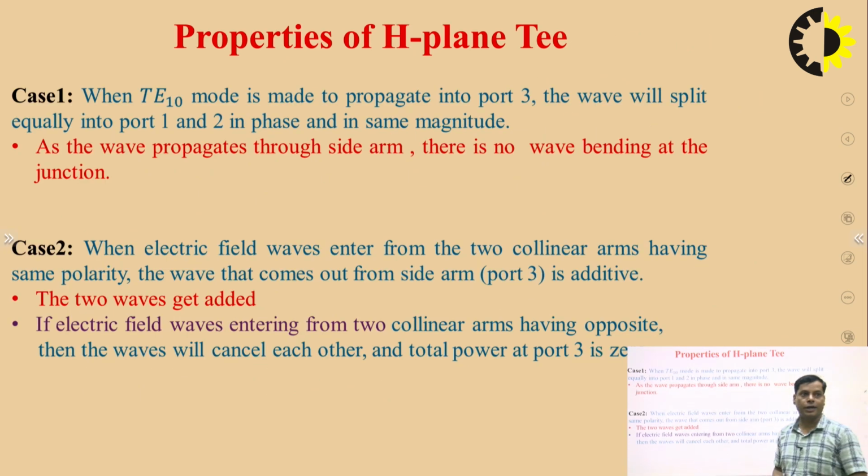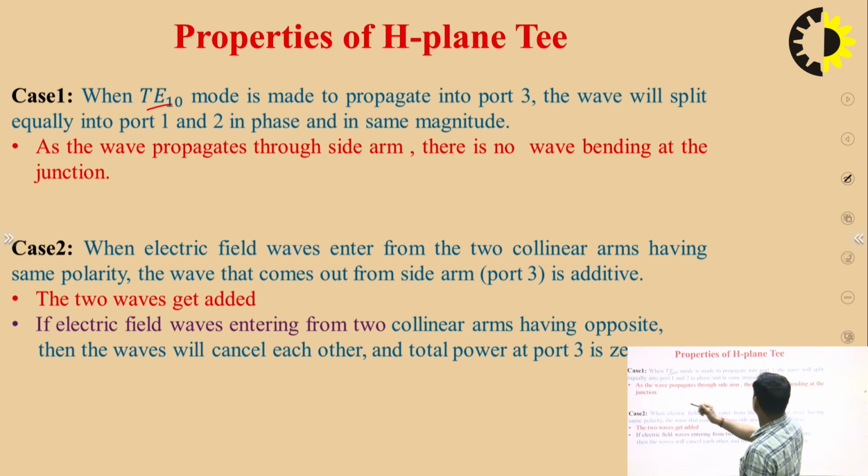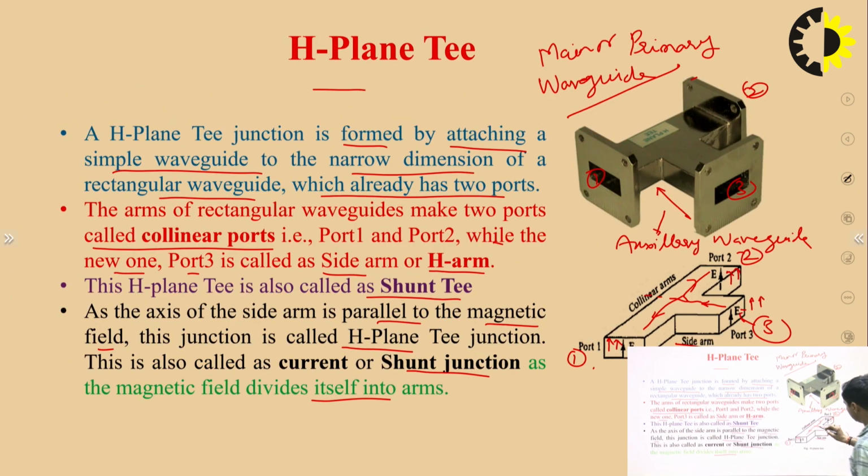Now some other properties of the H plane T junction. Case 1: when the TE10 mode is made to propagate into port 3, the wave will split equally into port 1 and 2, in phase and with the same magnitude. As the wave propagates through the side, there is no wave bending. That means the wave at this point is not bending. It enters here and is split equally, with no tilting possible here.